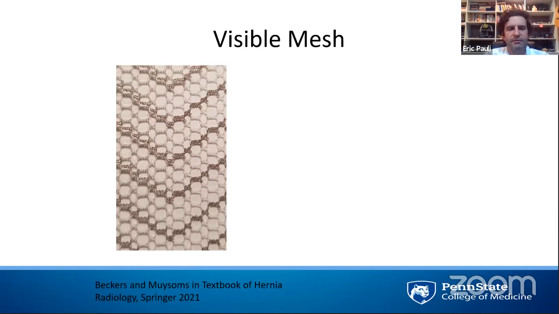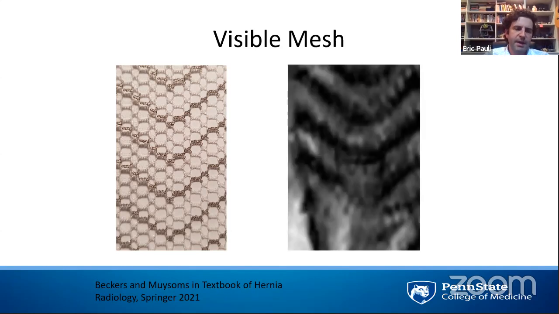There are obviously visible meshes that are available outside the US. This is a mesh that has some metal woven into it. You can see on MRI, obviously, that this mesh becomes extremely easy to identify in terms of where it's located.